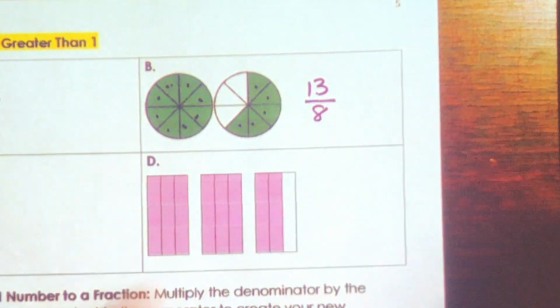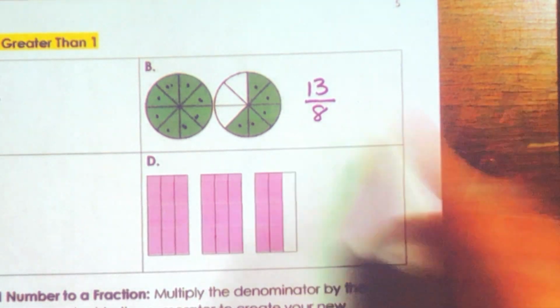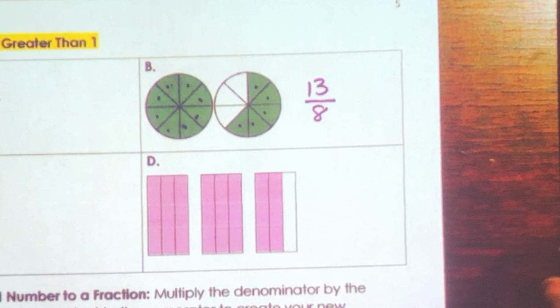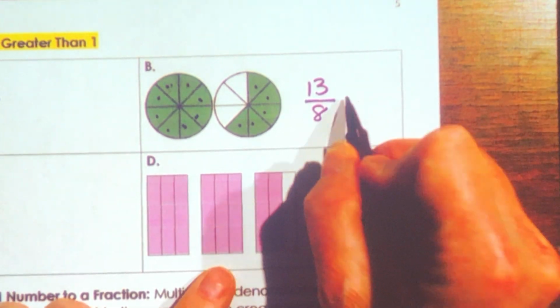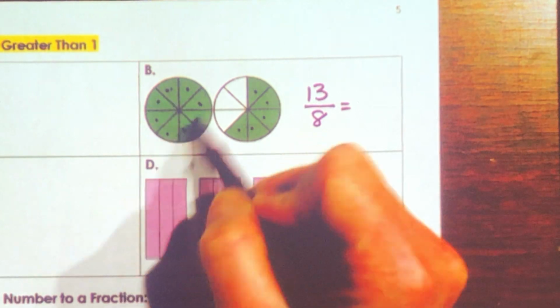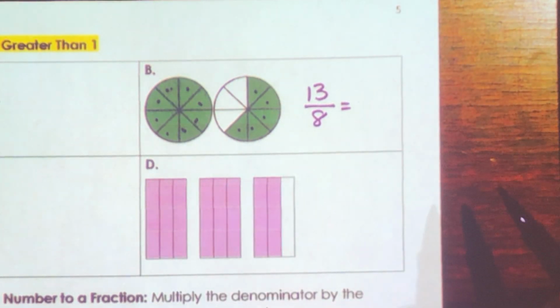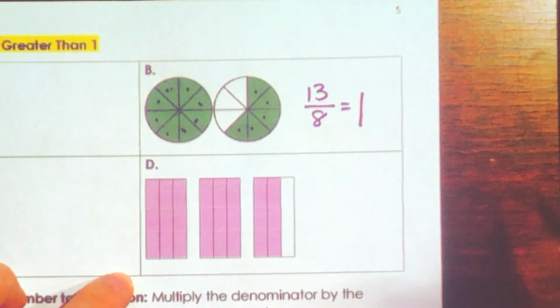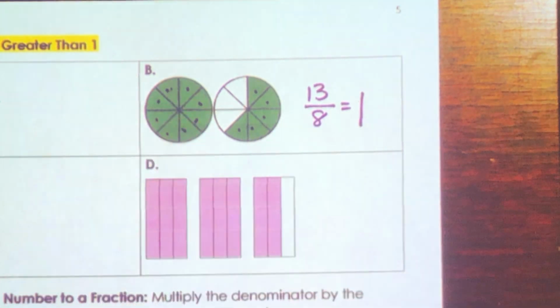Now, another way I could write this, instead of writing it as an improper fraction, you can also write fractions greater than 1 as mixed numbers. So that means it's a mix of whole number and fraction. So if I wanted to, I could look at this and say, okay, well, I do have one full circle shaded, right? So that's my whole number. The whole number is how many whole amounts you have. And here I have one full circle shaded.